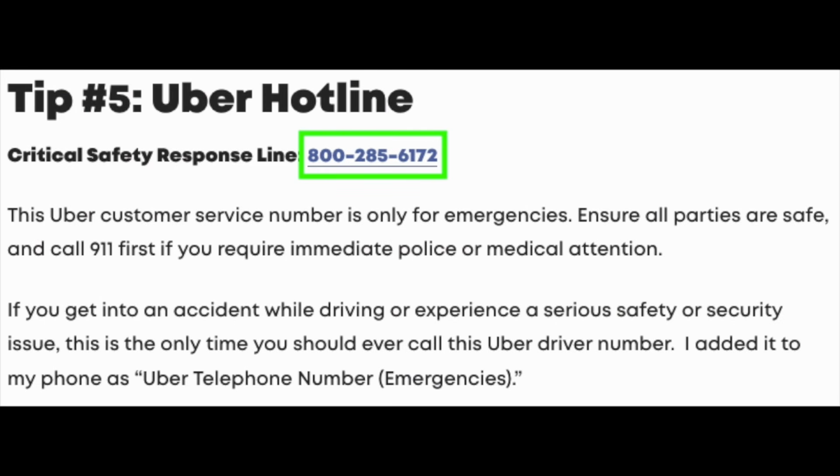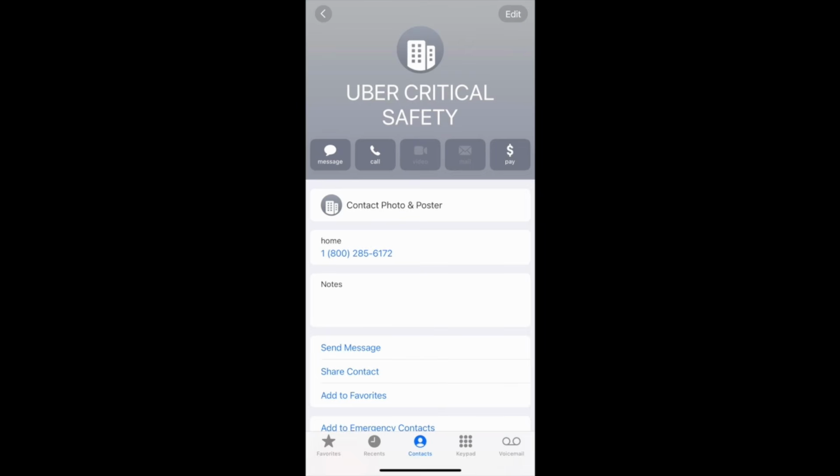Also, there is a phone number that Uber will answer, and this is only if you have a serious safety or security issue. That number is 1-800-285-6172, and I do actually have this saved as a contact on my phone if I ever need to call this number. Again, this number is only for critical issues. It's not for general inquiries. This is only if you have a serious concern that you need to contact them about immediately.